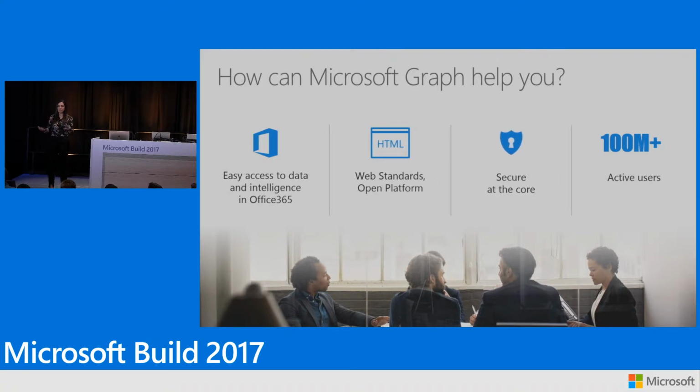So just to recap this session: easy access to all of the data in Office 365. It's built on web standards and it's an open platform. It's secure at the core. All of the data that is available in the Microsoft Graph goes through an authentication and authorization flow, in order for the user to consent to you getting access to that data, and the auth flow gives you an access token to then call the graph. And finally, more than 100 million users, 100 million if you just look at Office 365 and the commercial side of the house, but many, many more for the consumer piece.